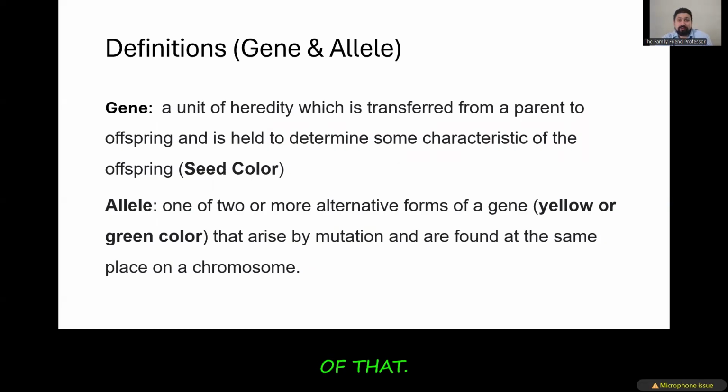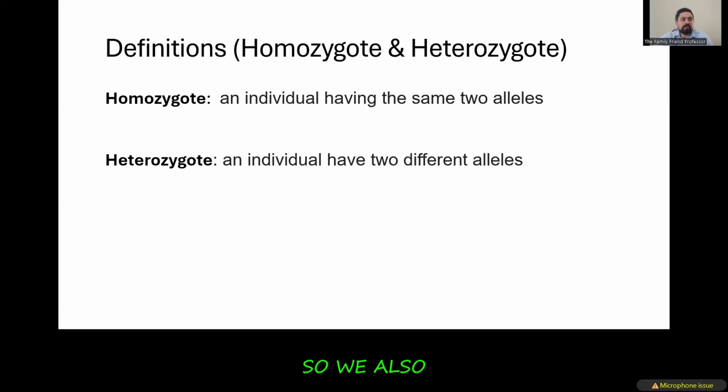And we have two versions of that. We have yellow and green. And these two versions are called alleles. So an allele is one of the two or more alternative forms of the gene. In the case of seed color, we have green and yellow, or big Y and little y; those are the alleles. So the trait is the seed color, and the gene is a unit of heredity, and you have two or more variants of that specific gene or location.